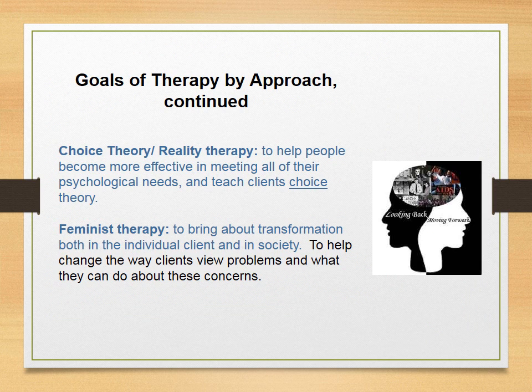Choice theory or reality theory is to help people become more effective in meeting all of their psychological needs and to teach clients choice theory, looking at how they can make better choices. Feminist therapy is to bring about transformation both in the individual client and in society, to help change the way clients view problems and what they can do about these concerns.